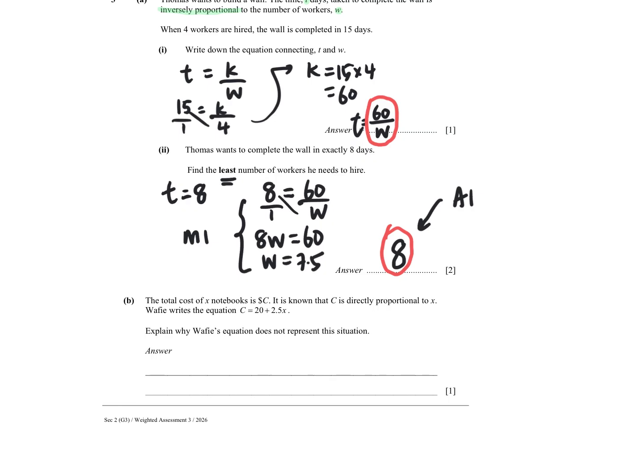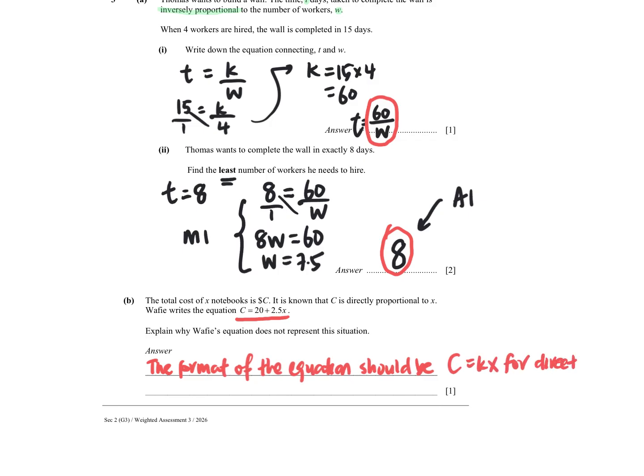Okay, last one. This one, they ask you to explain. Okay, why this one is not direct proportion. So you should tell me. Okay, the format of the equation should be C equals to K of X for direct proportion. So this is the most direct way of explaining.